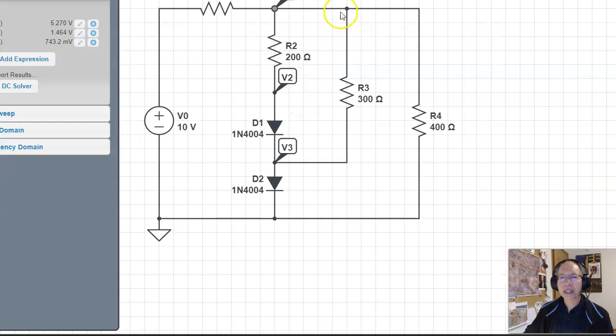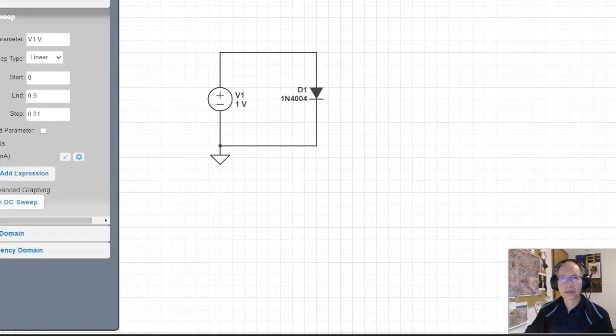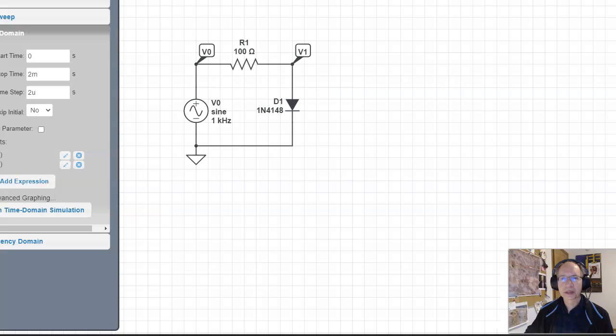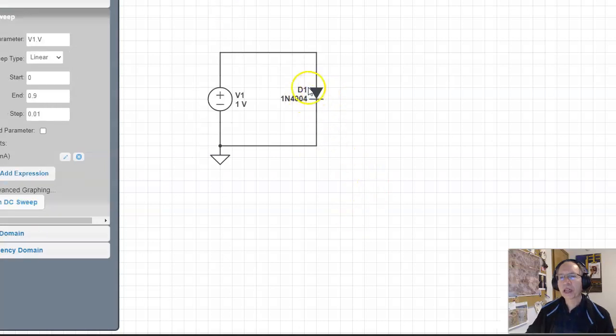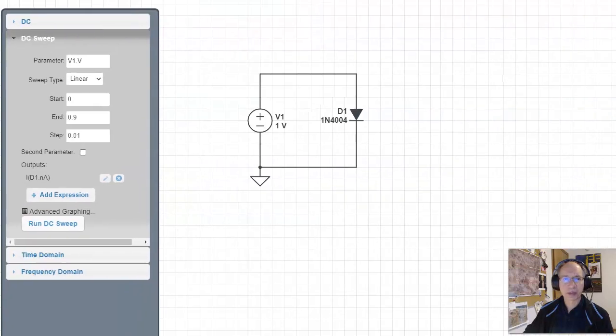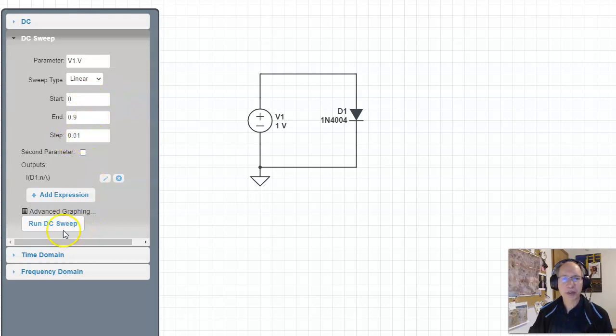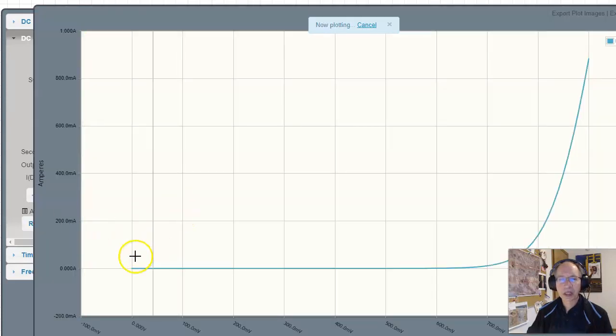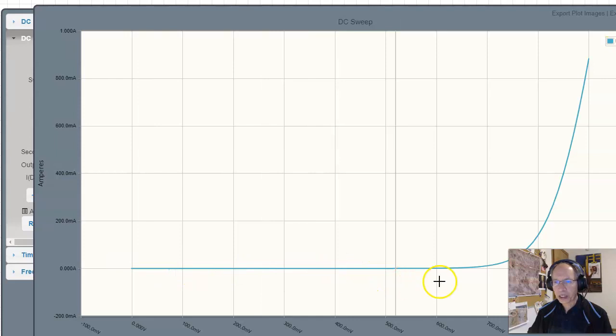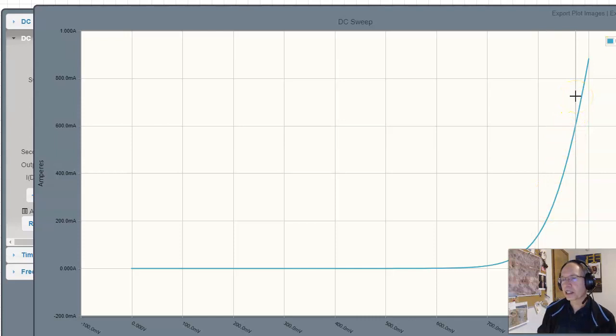If we go into Circuit Lab, one of these, here we are. The p-n junction is modeled as a diode. If I sweep the voltage, let's see if I can bring this over for you. I'm going to sweep the voltage V1 going from 0 to 0.9 volts in steps of 0.01. If I run that sweep, here's what I get. The current is basically 0 until I get to about 700 millivolts, and then it takes off. That's not linear. That's an exponential relationship, very different than a resistor.